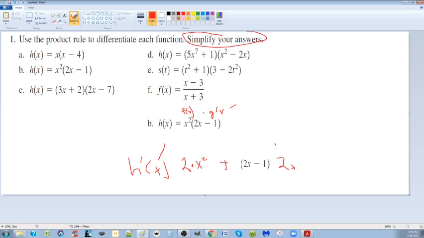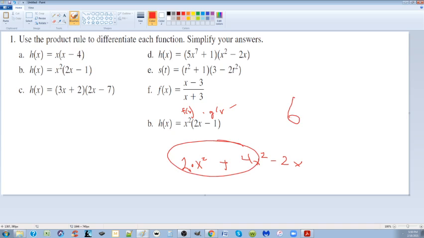But right here they say simplify your answers. So they just want you to get used to it. Personally, I think simplifying is a waste. Before I can add it, I have to expand this. So I get 4x squared minus 2x. So that replaces that. And when I add my like terms, I get 6x squared minus 2x.